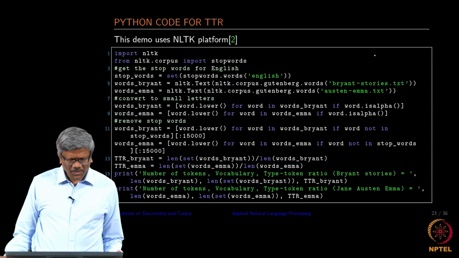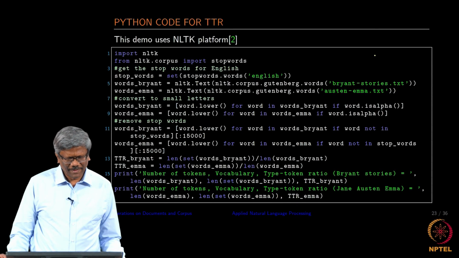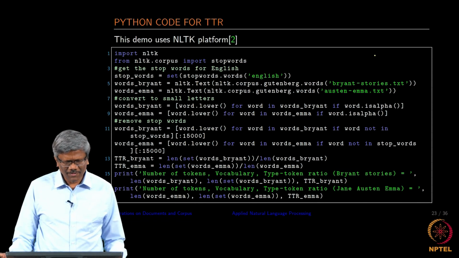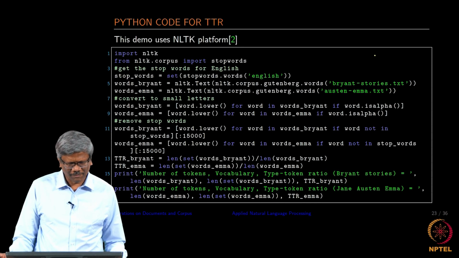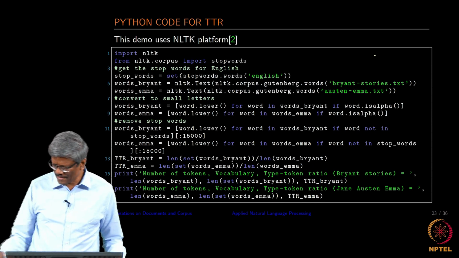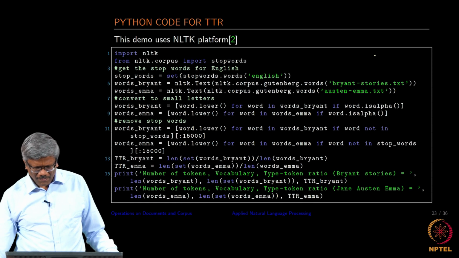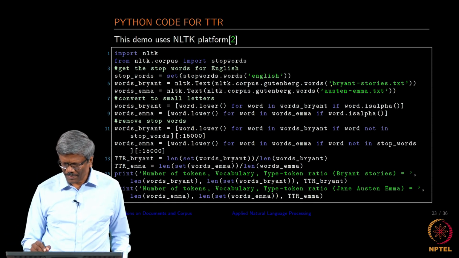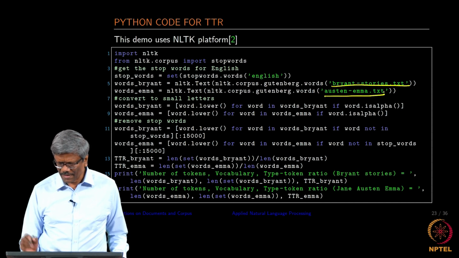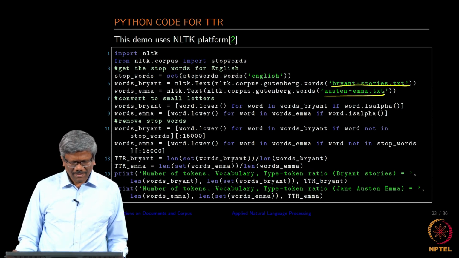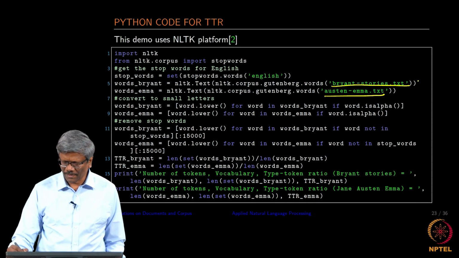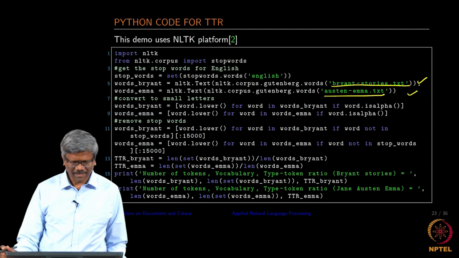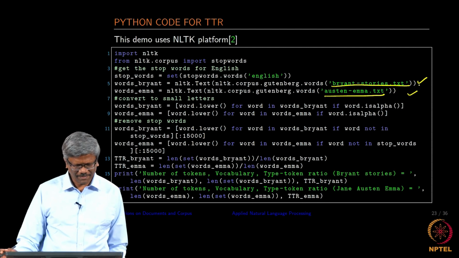So, I am going to be showing another demo that computes the value of TTR. Again, I am going to be using the NLTK platform to perform this operation. In this case, we are going to be taking two corpora. One is Bryant's Stories corpus, the second one is Austen's Emma corpus. We want to find out the lexical variety of both Bryant's Stories and the Austen Emma text.